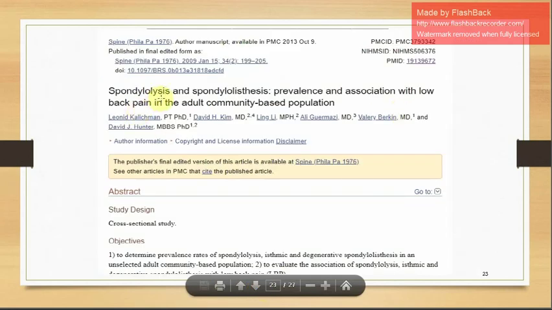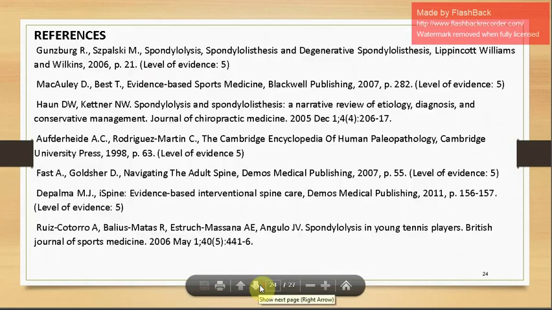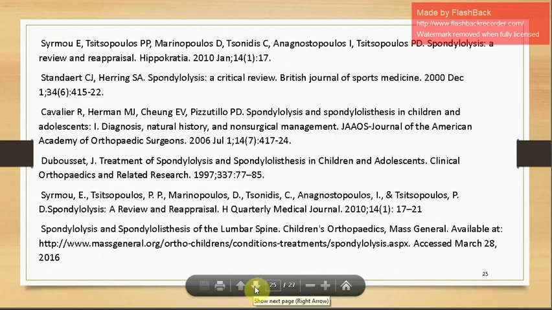Another one, spondylolysis and spondylolisthesis, very much interlinked. The spondylolysis, ultimately, if not treated, will go on to spondylolisthesis: prevalence and association with low back pain in the adult community-based population. So a few of the references you can go through.